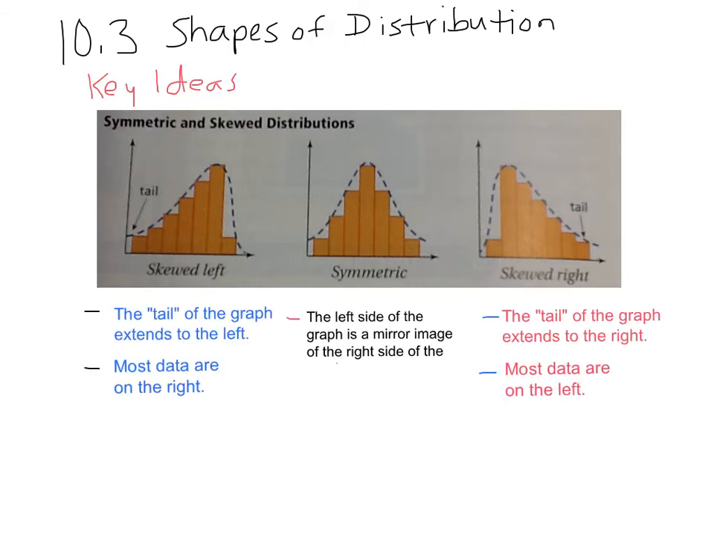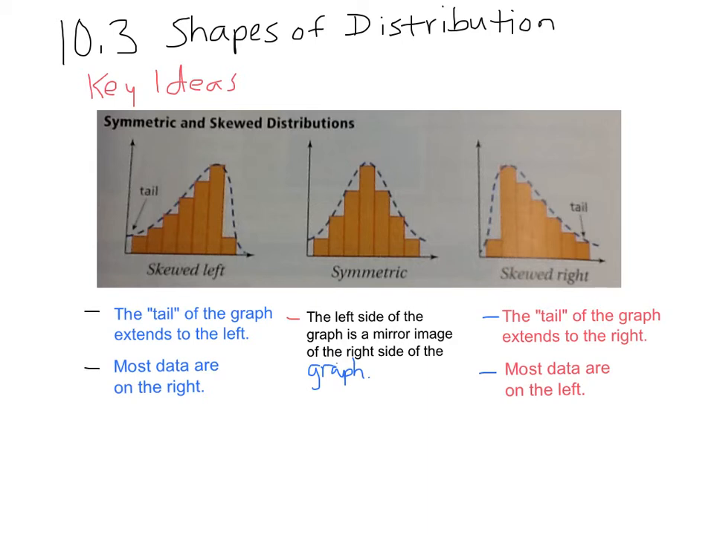Basically what I was just saying, now we have the information in front of us: the tail of the graph extends to the left on this one. It extends down here, and most of the data is on the right. So that's skewed left. Now on symmetric, the left side of the graph is a mirror image of the right side. That got cut off for a little bit, but it should say of the right side of the graph. Sorry about that.